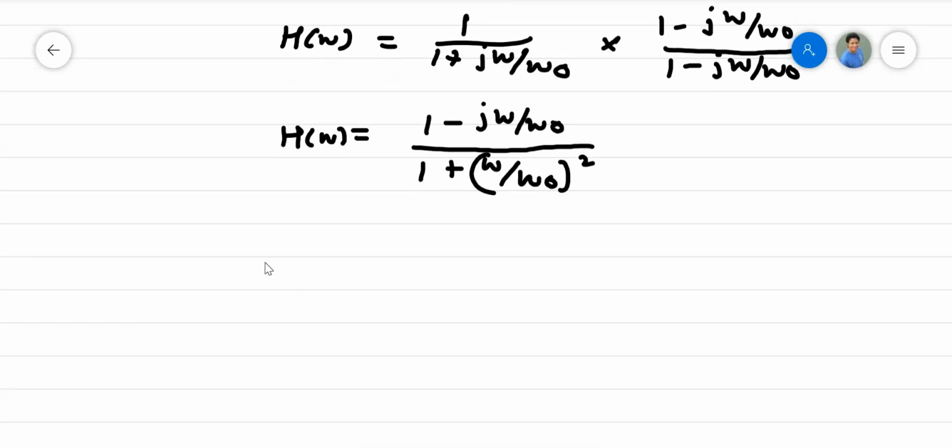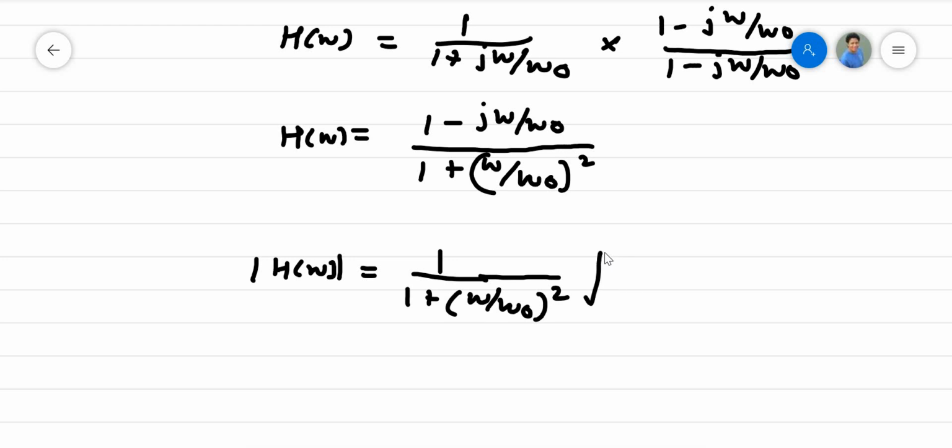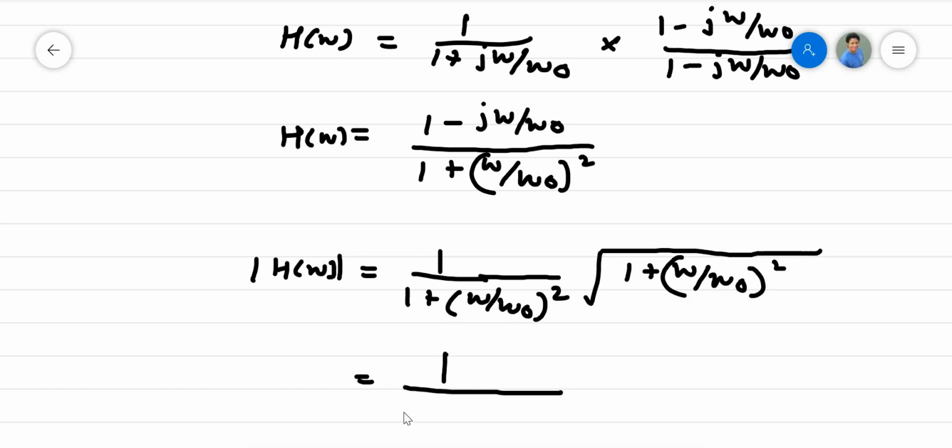So mod of H(omega) is equal to 1 over 1 plus (omega by omega naught) squared, root, and this will come out to be 1 over the square root of 1 plus (omega by omega naught) squared.